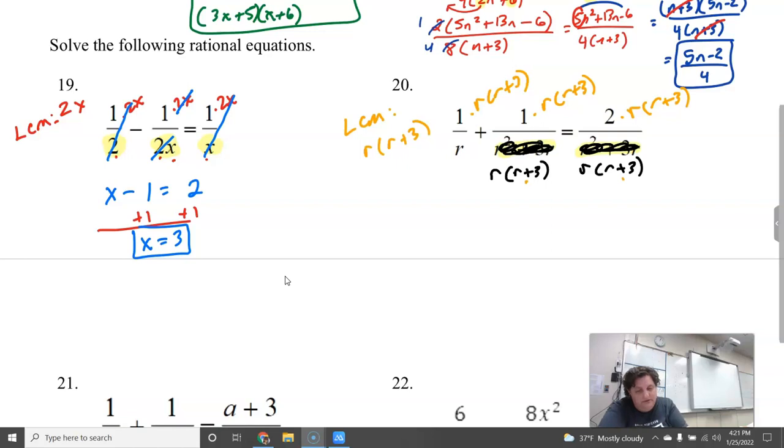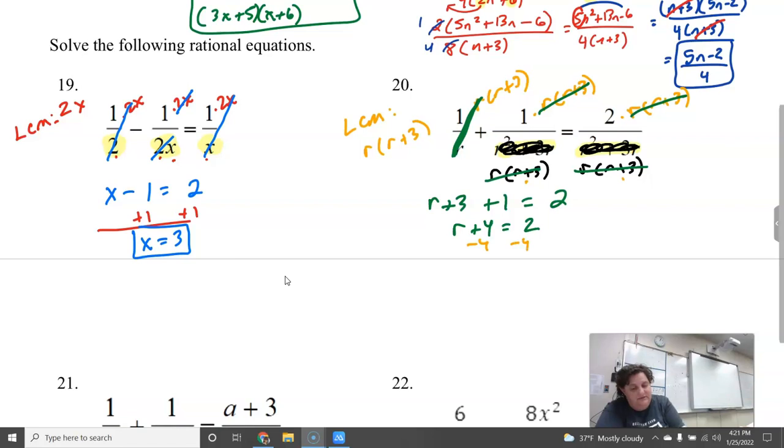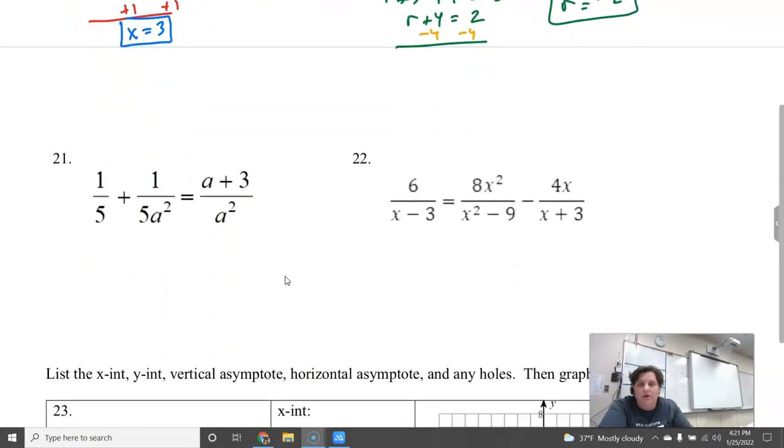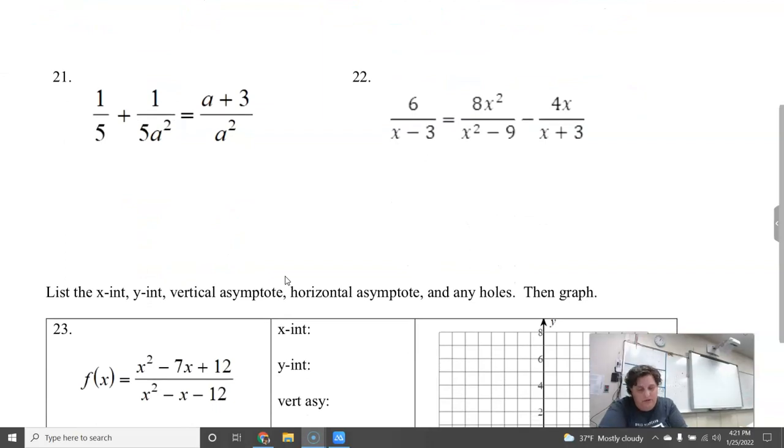All right, check it out. Here, the r's cancel, so I get r plus 3. Here, everything cancels, so I get a 1. And here, everything cancels, so I get a 2. If I combine those together, r plus 4 is 2. Subtract 4 from both sides. Okay, r equals -2. All right. Cool. Okay, let's look at 21.